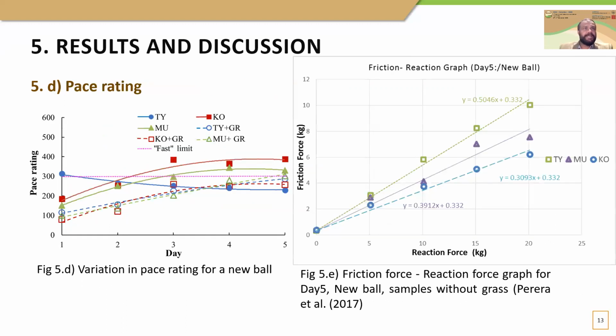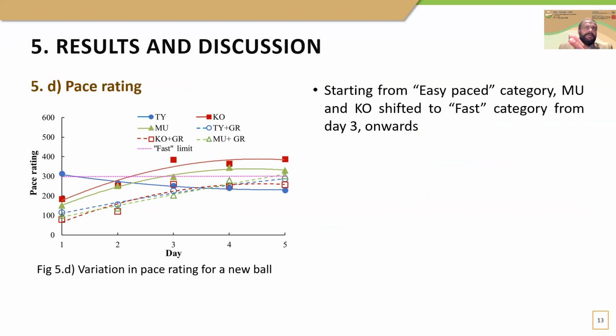Moving on to the pace rating. Here it shows the friction force graph, which was calculated previously by Perera in 2017. And from the gradients, the mu value, which is the coefficient of friction, is calculated for the same identical samples. Starting from the easy pace category, Morunkan and Kotowera shifted to the fast pace category from day 3 onwards. And the pace rating was graphed against the days.